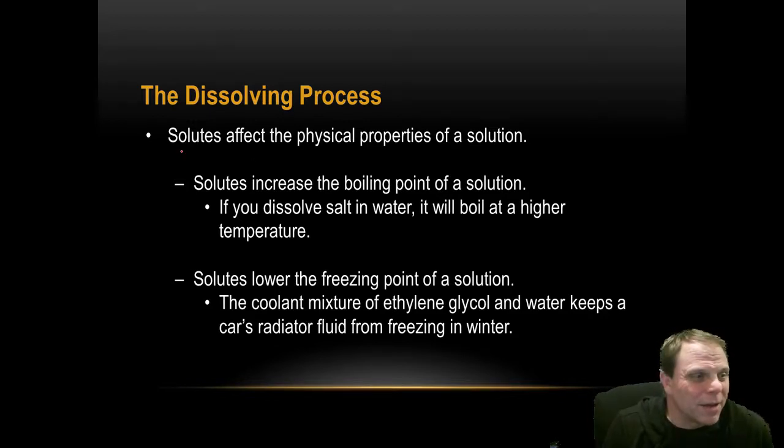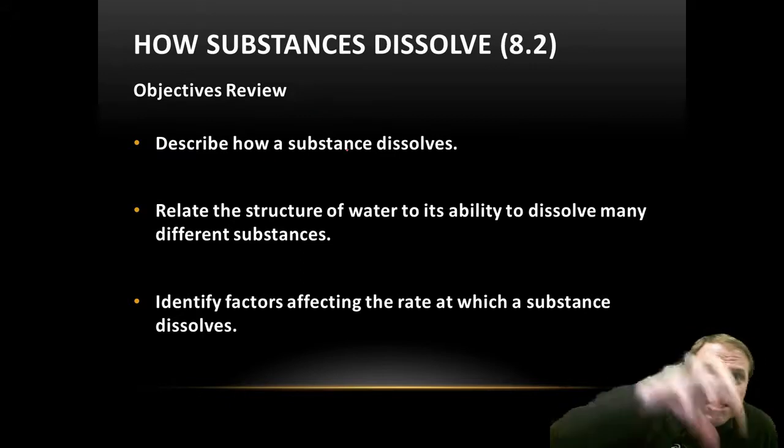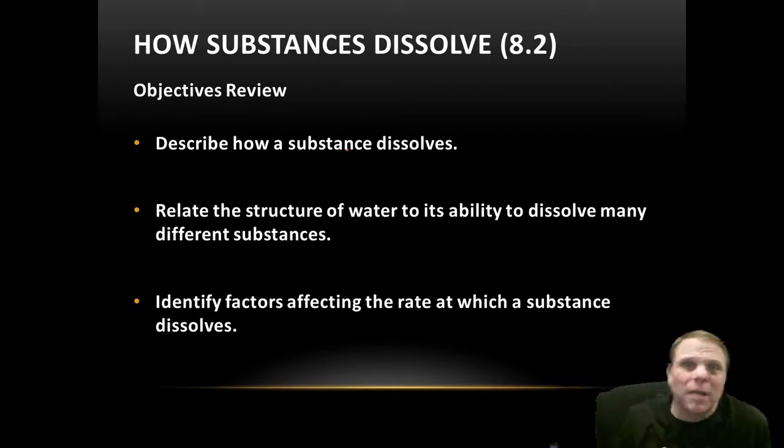Okay, so dissolving can be something that will affect the physical properties of a solution. It's not a chemical change, but it does affect some of its chemical properties in a sense. Okay, so let's see what we've learned. Have we learned how to describe how a substance dissolves? Yeah, remember, talk about all those little collisions and all those little slightly positive and negative parts attracting and pulling things away from each other.